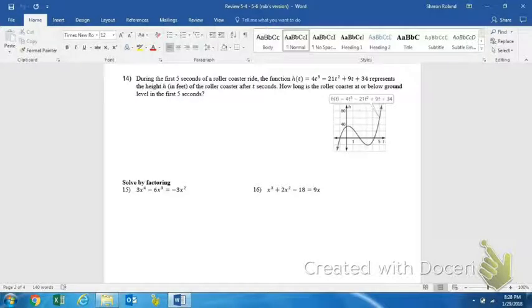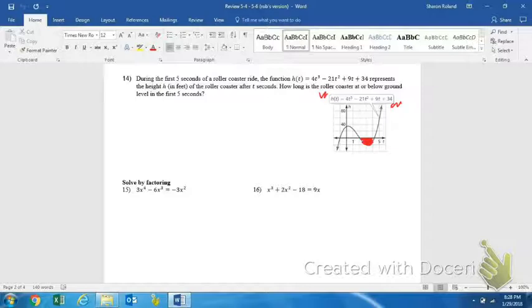This over here is the graph for it, and you're going to start at time 0, and it's going to go down. It goes below the ground right here. Everywhere else, it's going to be above the ground. So we're looking for this time right in here.